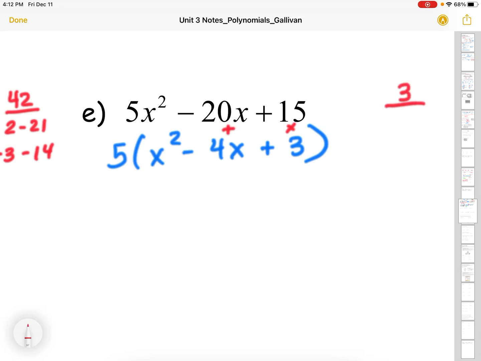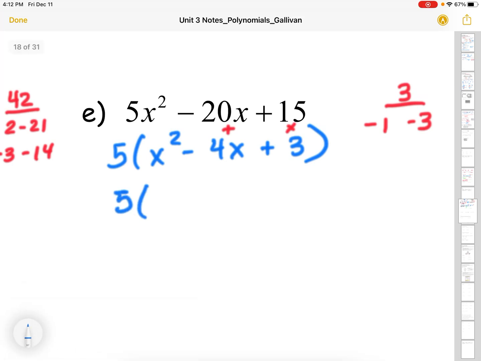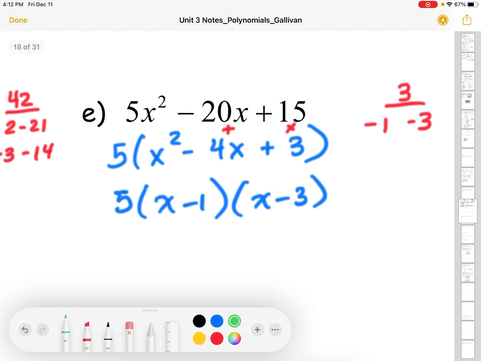So let's list our factors of 3. Well, it's just going to be 1 and 3. Now, to get a positive 3, they either have to be both positive or both negative. To get a negative 4, they got to be both negative. Does negative 1 plus negative 3 equal negative 4? Yes, it does. So we have our two numbers. So 5, x minus 1, x minus 3.